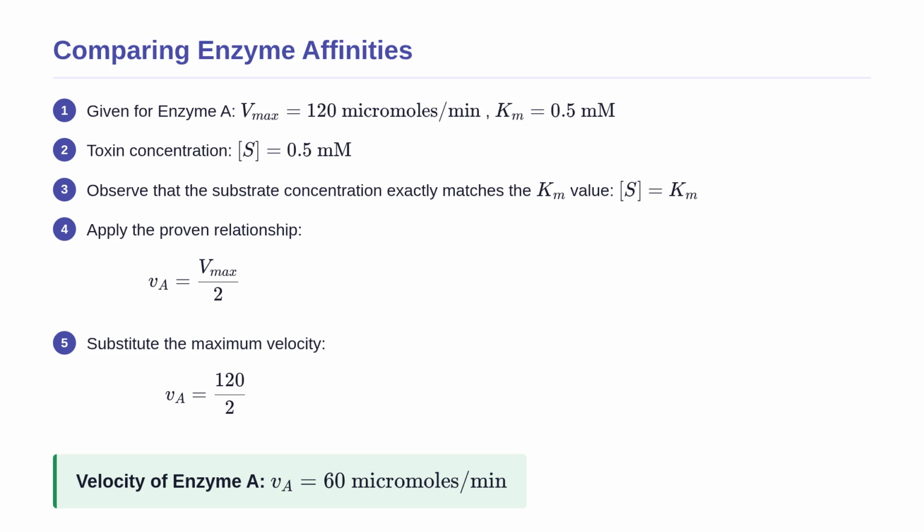Because the toxin concentration exactly matches the Km of enzyme A, we do not even need complex math. Based on the proof we just completed, we know immediately that enzyme A will operate at exactly half of its maximum velocity. Half of 120 gives us a final answer of 60 micromoles per minute.